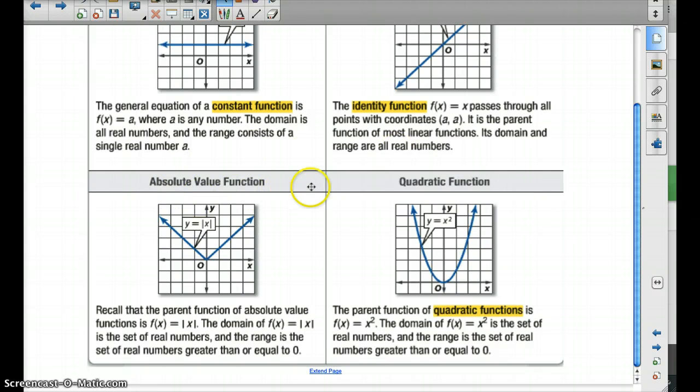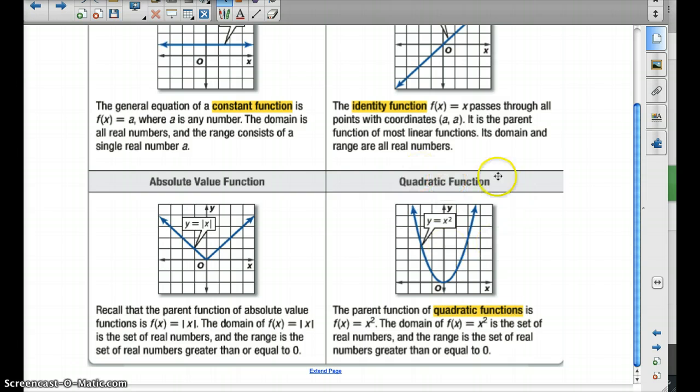We learned this in the last section, absolute value function, f of x equals the absolute value of x. The domain is the set of all real numbers. And the range then is all real numbers greater than or equal to 0. So f of x is greater than or equal to 0.